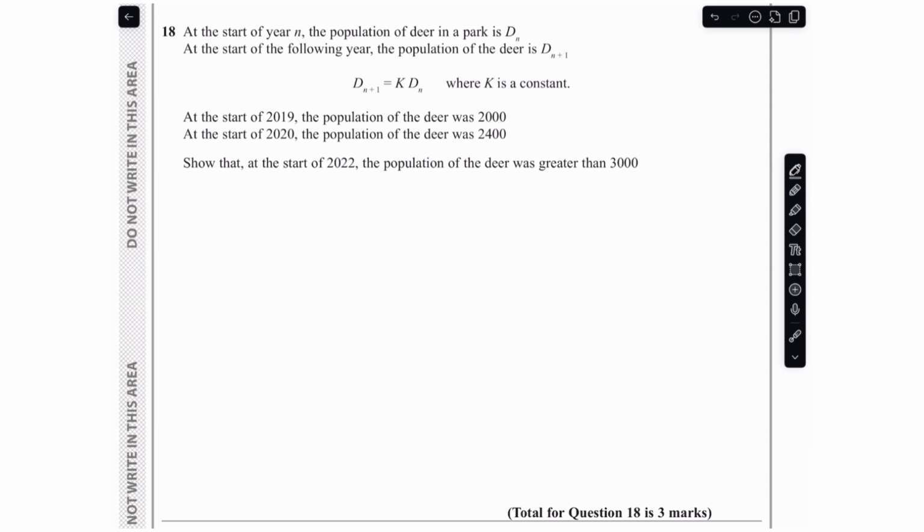In question 18, we are told that at the start of the year n, the population of a deer in a park is dn. At the start of the following year, the population of the deer is dn plus 1. dn plus 1 equals k dn, where k is a constant.